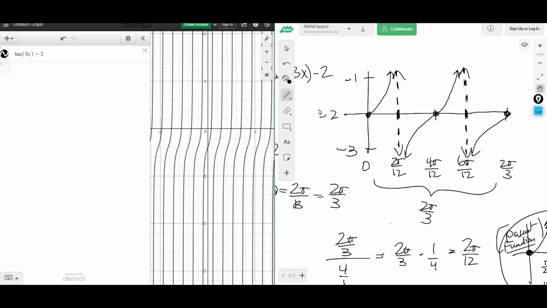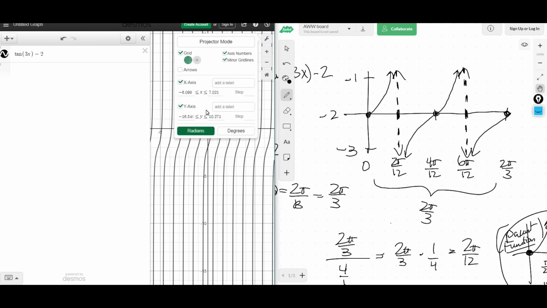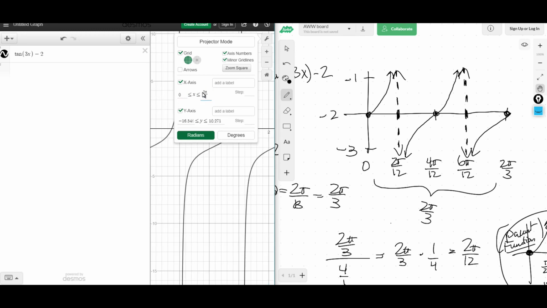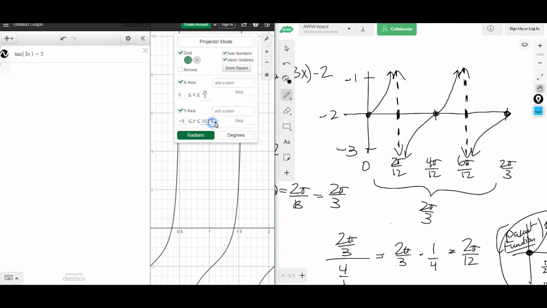So I'm actually going to use these graph settings to change my margins. We start off at 0, and then we end up at 2 pi over 3, and I'm just typing in 2 pi over 3. That's why I like Desmos, because you can do that kind of thing. Our y value starts at negative 3, and our y value ends at negative 1.